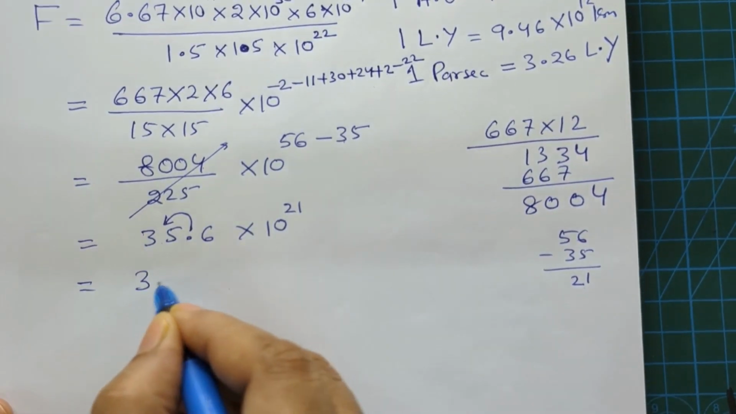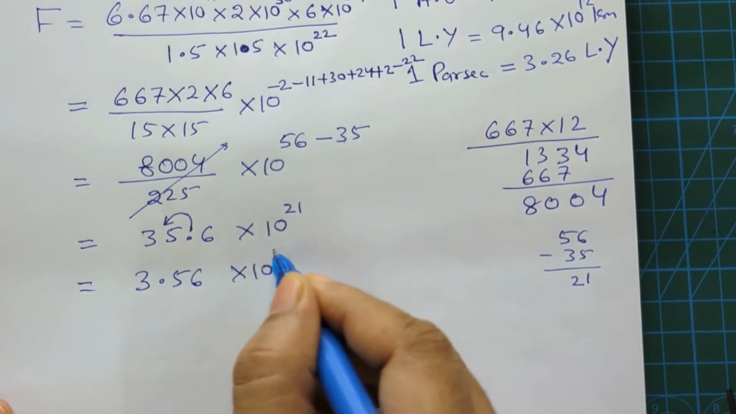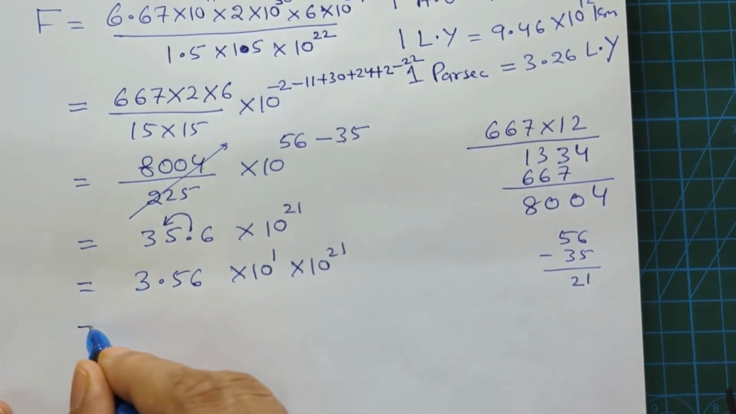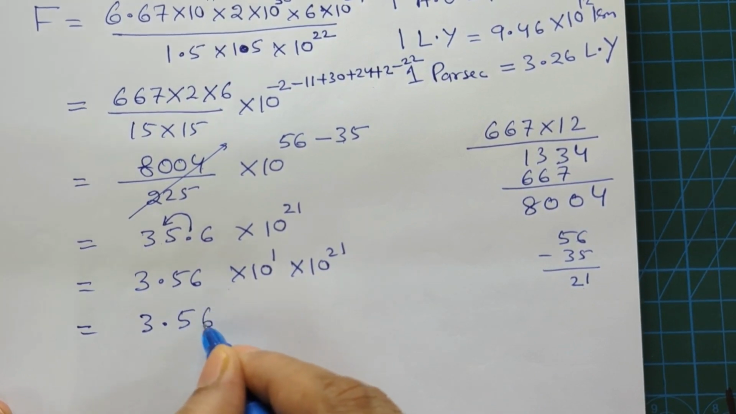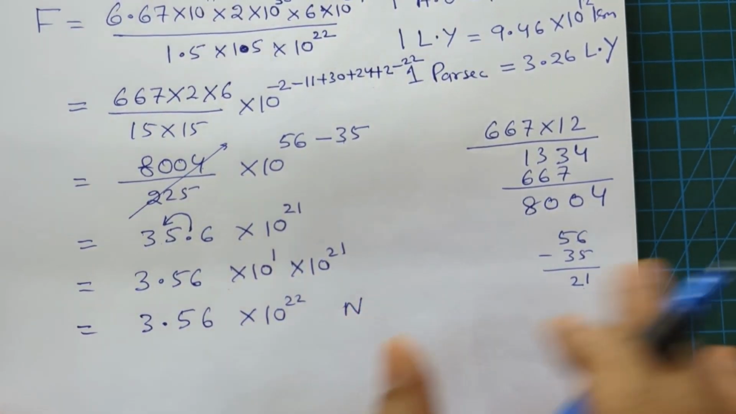So here 3.56 into 10 to the power 1. And here already 10 to the power 21 is there. So force of gravity between Sun and Earth is 3.56 into 10 to the power 22 newtons. And this is a nice number to remember.